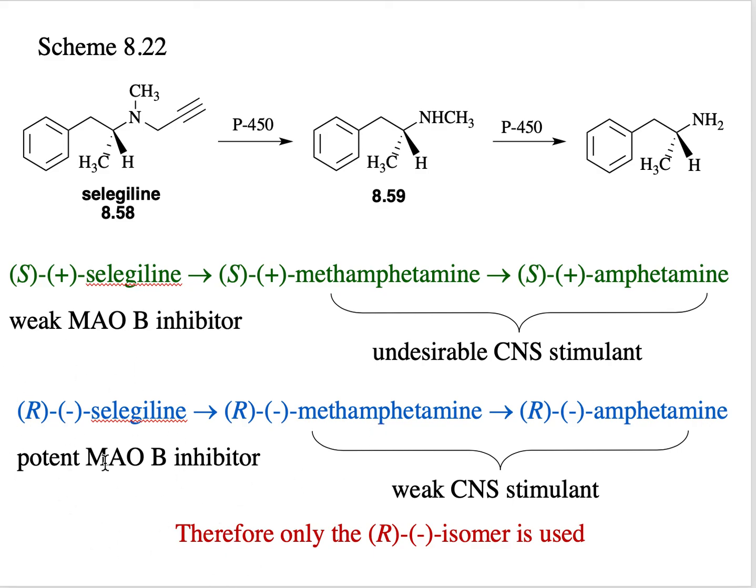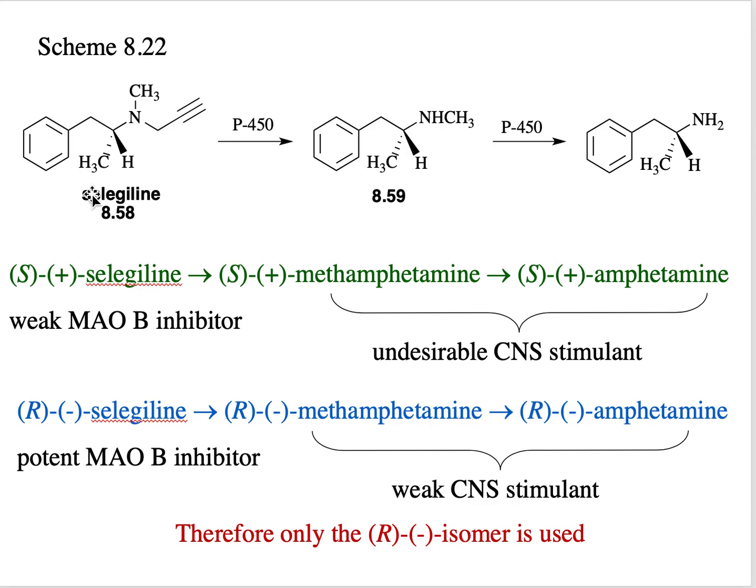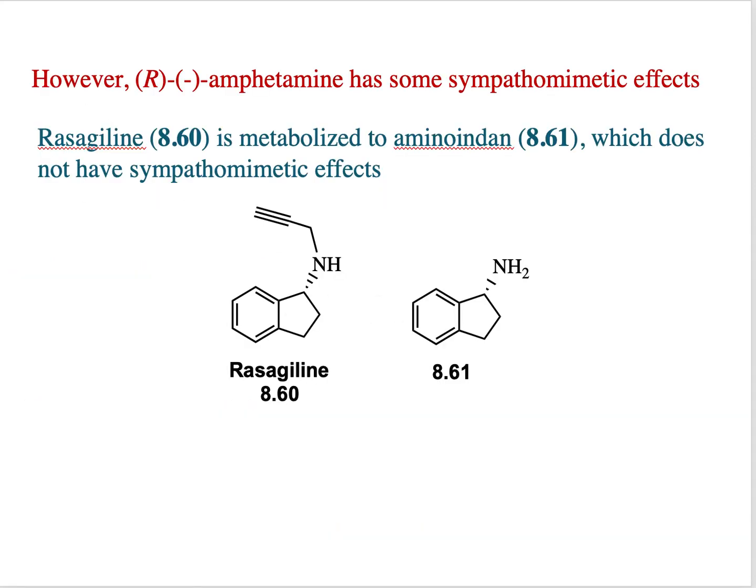So this is another example of why you need to know what your drug is being turned into in the body, because you might not have predicted that. You have some other effects with R-amphetamine, but at the end of the day, this is the drug that works better. It's the one they'd start out initially with, and then they moved to this aminoindane because there are fewer side effects when it's processed biologically.